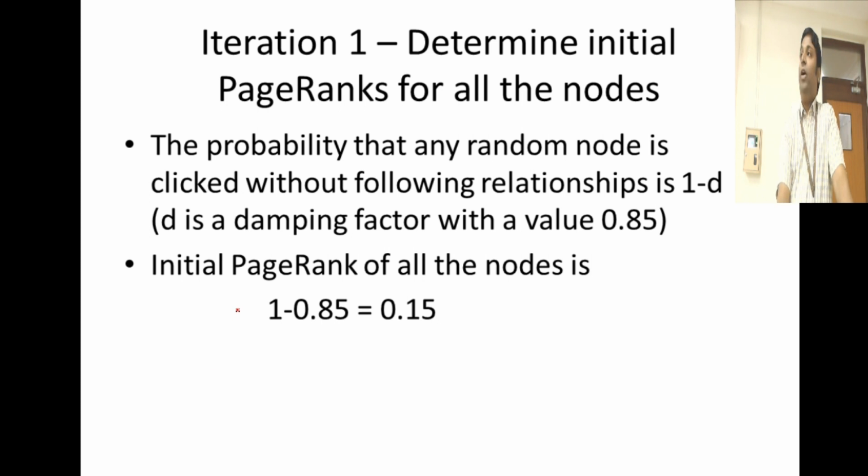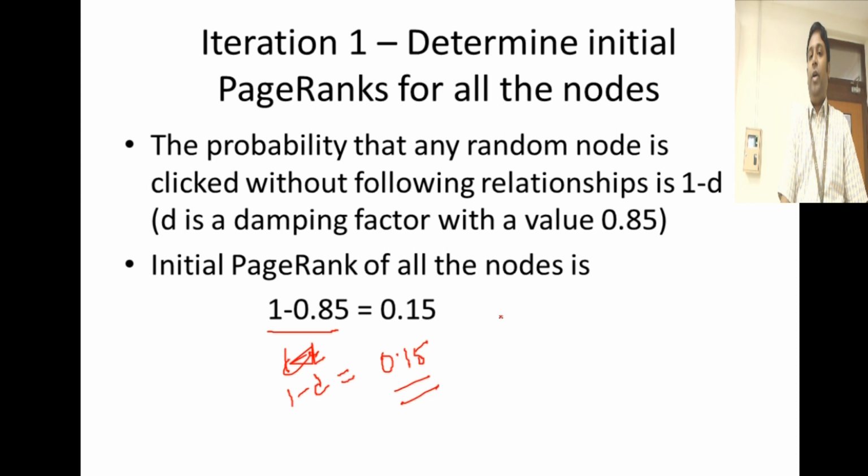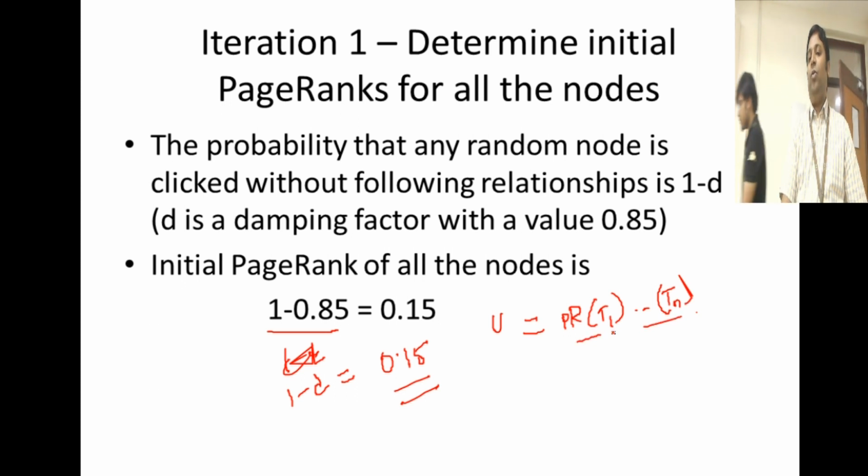So what we are going to consider here is that the probability that any node will be clicked is 1 minus d. So we are going to consider the PageRank of all the nodes as 1 minus d, that is nothing but 0.15. So this is the initial score that we assign for all our nodes. Because I told you, when you compute PageRank for a node, you need the PageRank for T1 to Tn, whichever are pointing to you. What are the PageRanks for T1 and Tn? These are nothing but PageRanks from the previous iterations.